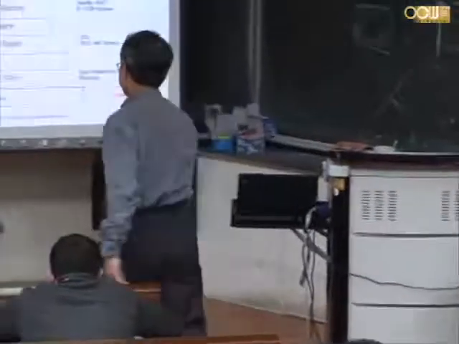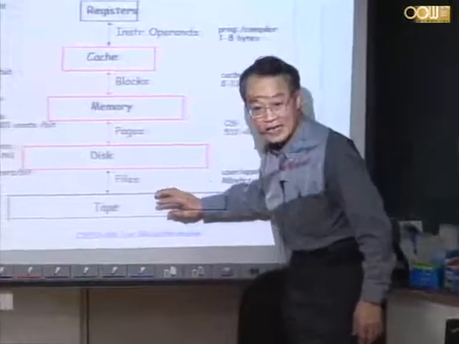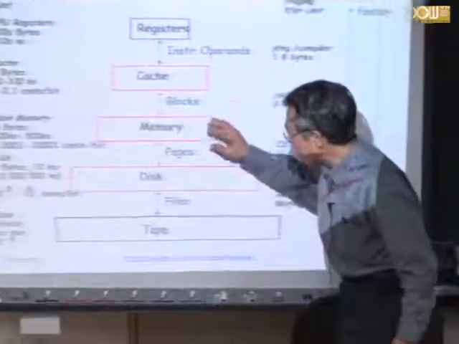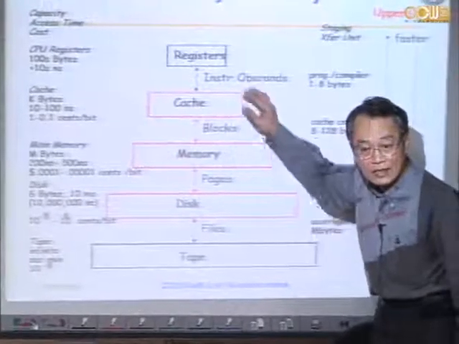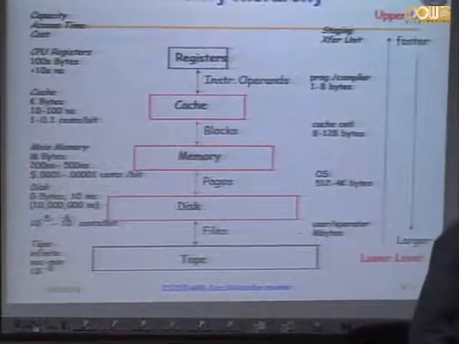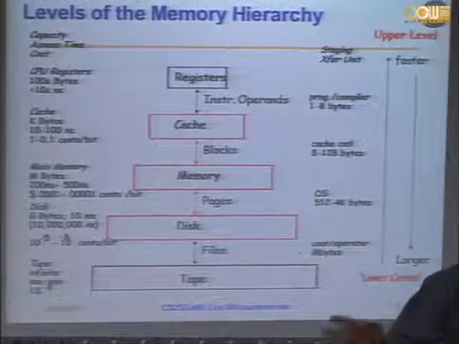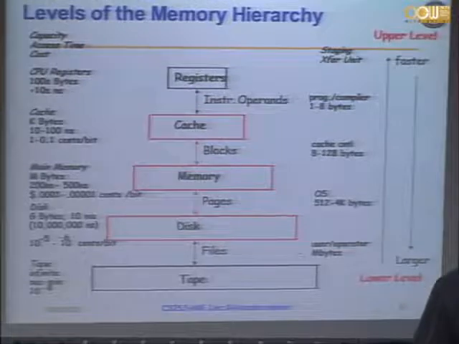So, 1,000th of this hierarchy's capacity. 1,000th, 1,000th, 1,000th. So the waste is really not that bad. Plus, it makes things much easier. Okay, so don't worry too much about inclusion property. It's a good thing.